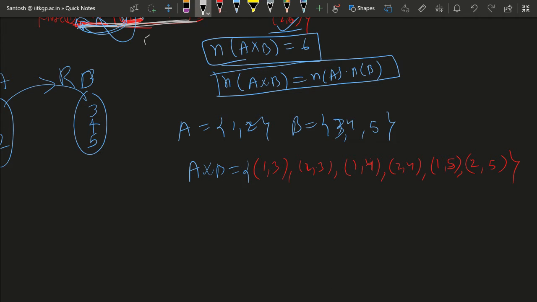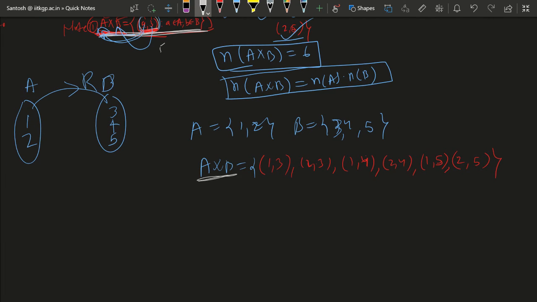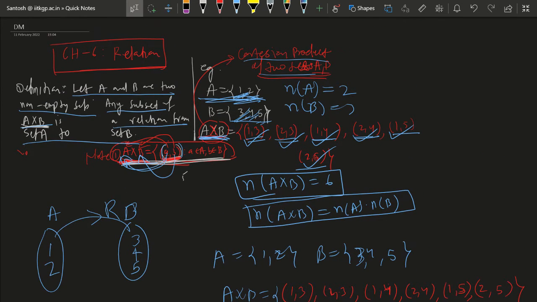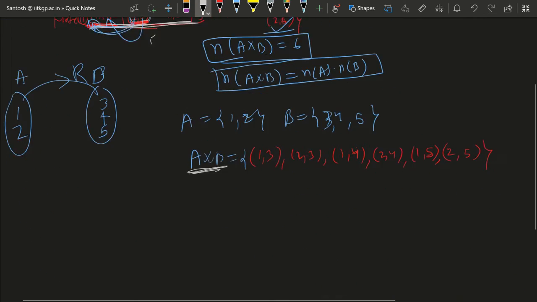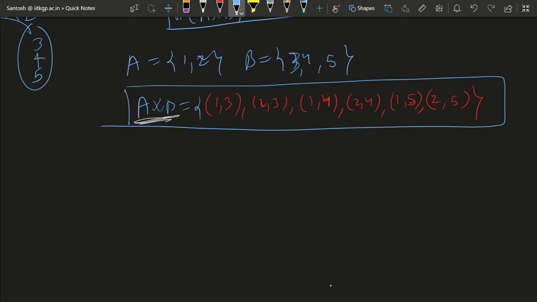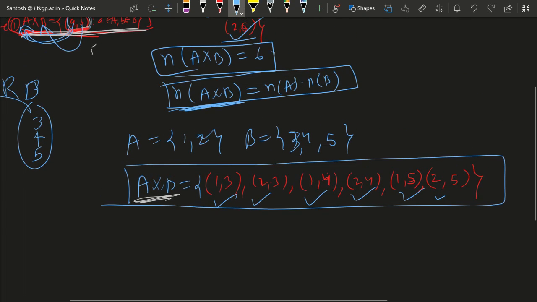So now the question is, we want to define a relation from A to B. So why did we calculate this A cross B? Because the definition involves this term. Any subset of A cross B is a relation from A to B. So now my question is, can you tell me any subset of this set? A cross B is a set and it has six elements: 1, 2, 3, 4, 5, 6. Like I've written here, n of A cross B is the number of elements in A cross B, which is 6.